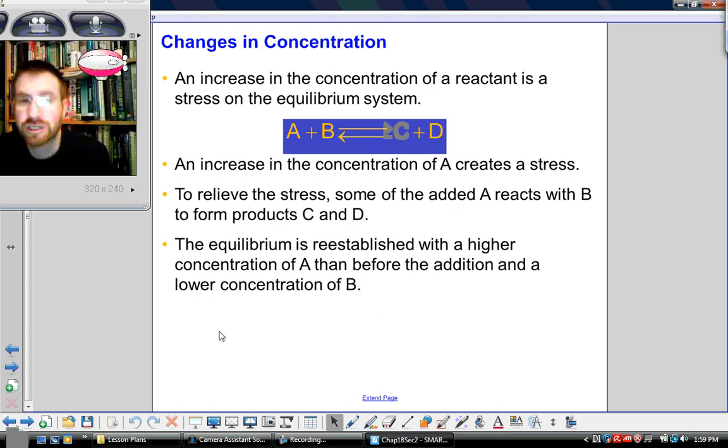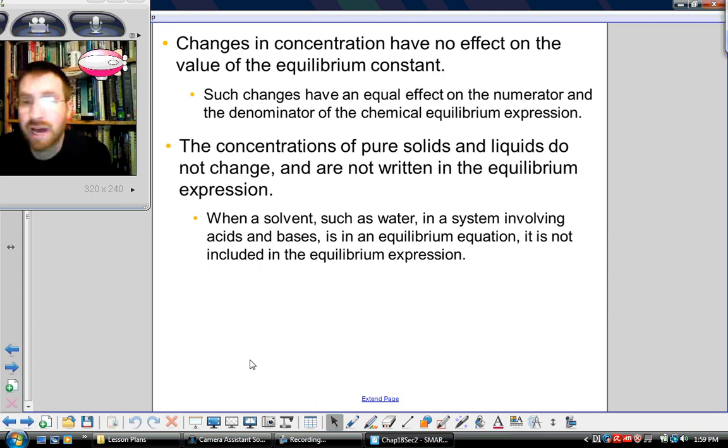Changes in concentration. An increase in the concentration of a reactant is a stress on the equilibrium system. An increase in the concentration of A creates a stress. To relieve the stress, some of the added A reacts with the B to form products C and D. The equilibrium is reestablished with a higher concentration of A than before the addition and a lower concentration of B. Changes in concentration have no effect on the value of the equilibrium constant. Such changes have an equal effect on the numerator and the denominator of the equilibrium expression.